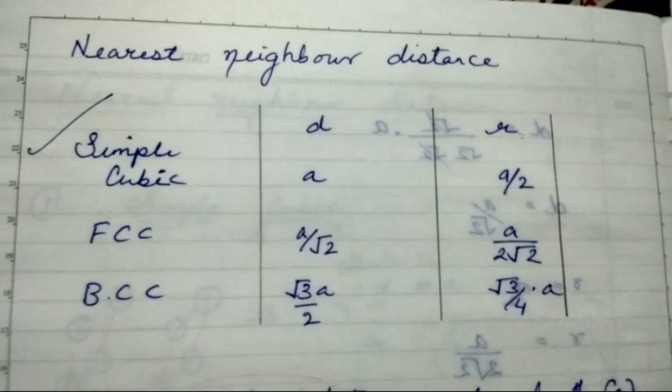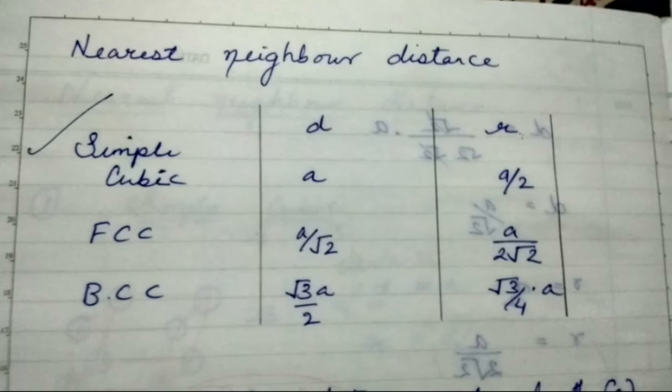Relationship, if we are going to talk about nearest neighbor distance. See dear students, simple cubic, face centered and body centered. What is diameter? That I have given. What is radius? That I have given. So this is a table you can remember. This is very important, which you have to remember, and you have to note down also, and you have to remember it also.